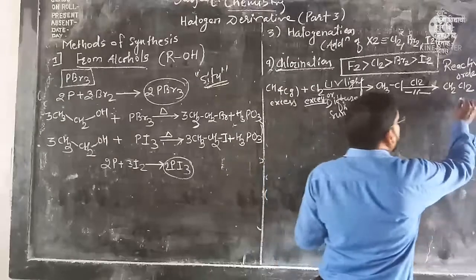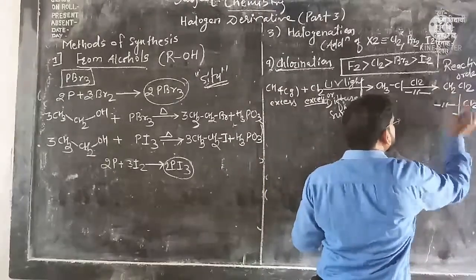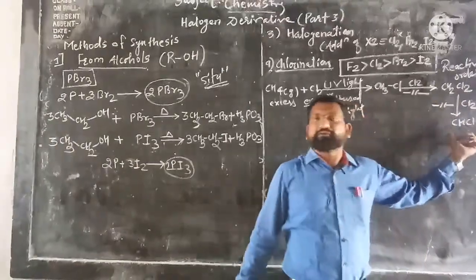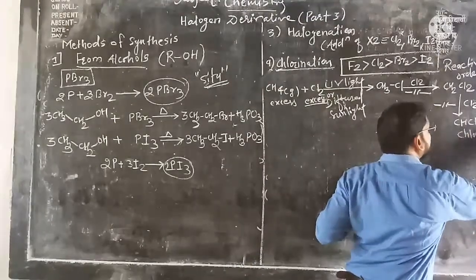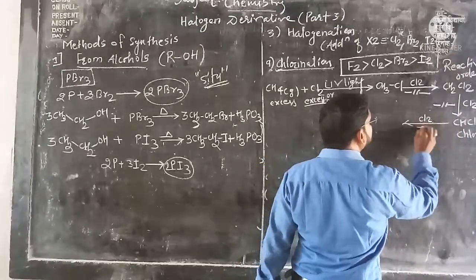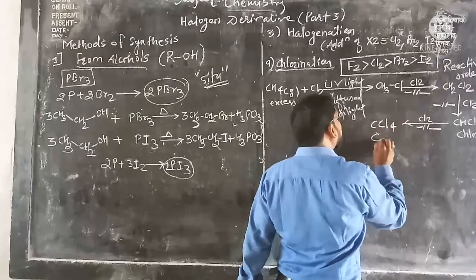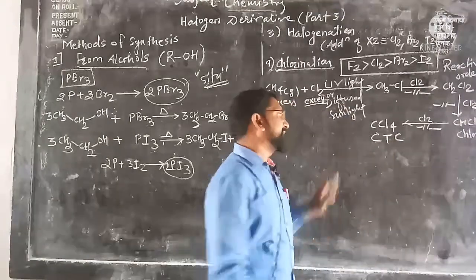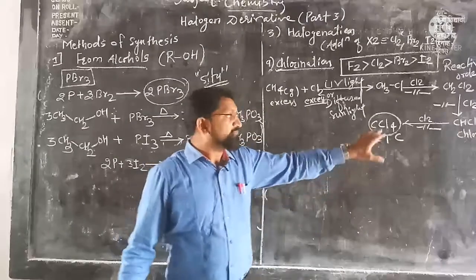methylene dichloride. If the reaction continues under the same condition, it will become CHCl3, a very important product, trichloromethane, or simply you can write chloroform. Again the reaction continues like this with Cl2 under the same condition, and you will get the most stable product. What is that? Carbon tetrachloride, CCl4. In the chlorination of methane, this is the most stable product.